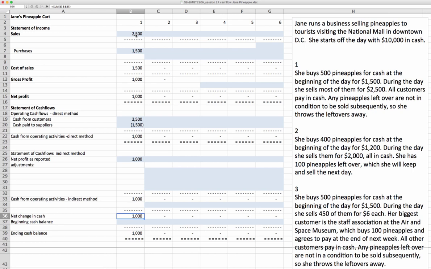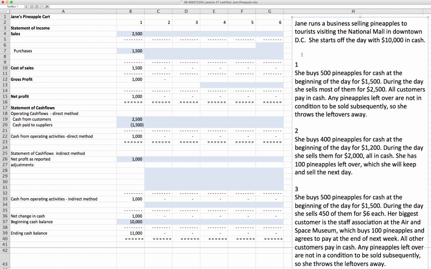And given that she started off the day with $10,000 in cash, it must be that she ended the day with $11,000 in cash. So if everything's a pure cash business, there's no difference between profit and cash flows. The two methods are identical. But let's take the case where it's slightly more complicated.